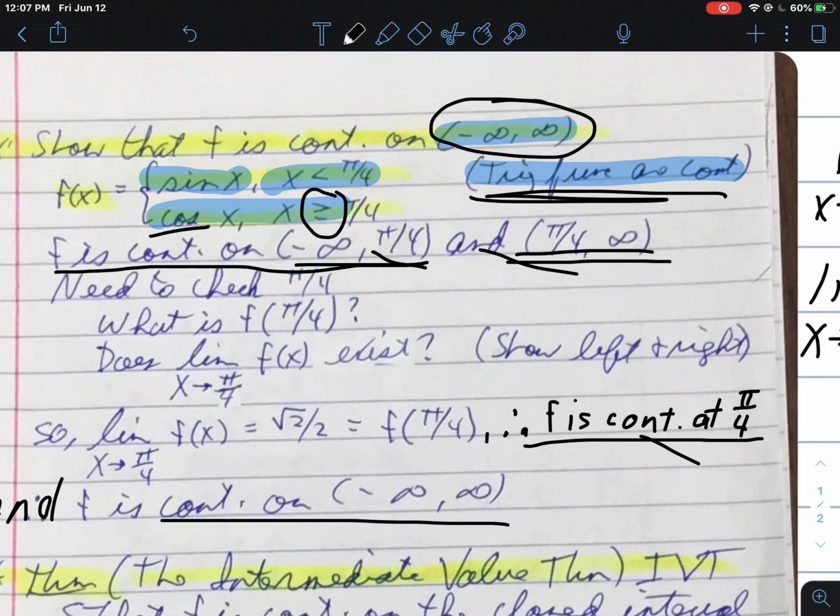The main issue I usually see with that particular type of problem is simply forgetting about the intervals, right? We're so focused on just that specific point, pi over 4, that we forget to also include the intervals less than and greater than pi over 4. So that has to be included in our statement in order to prove or show that it is continuous over the entire set of real numbers. Okay?